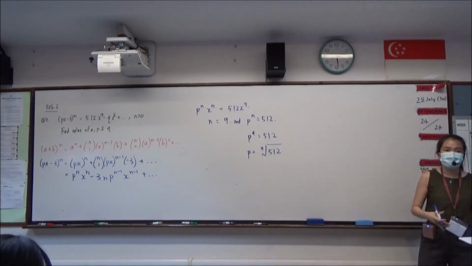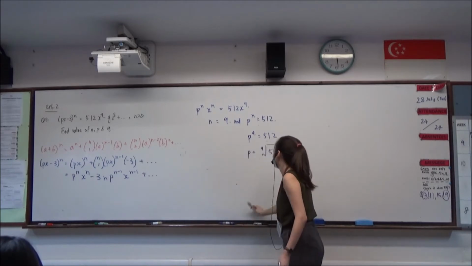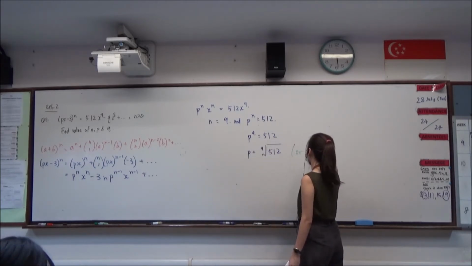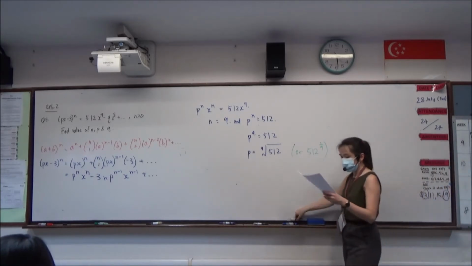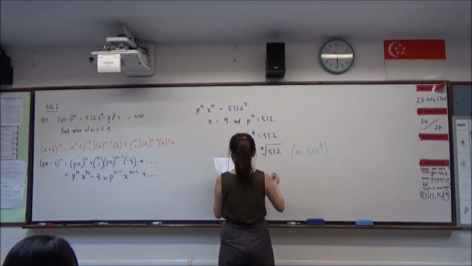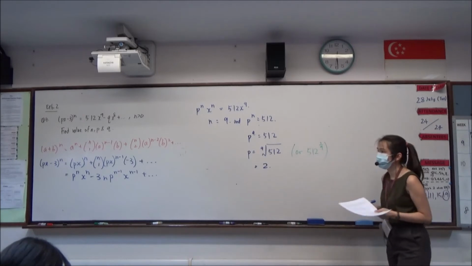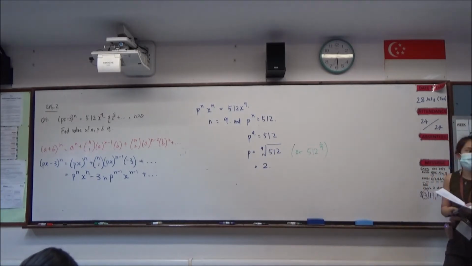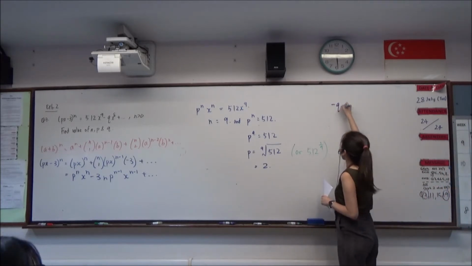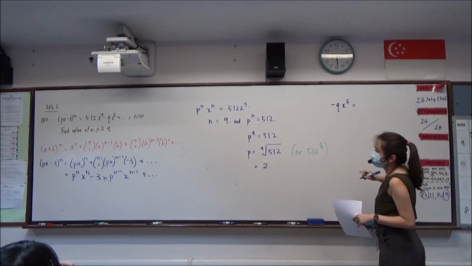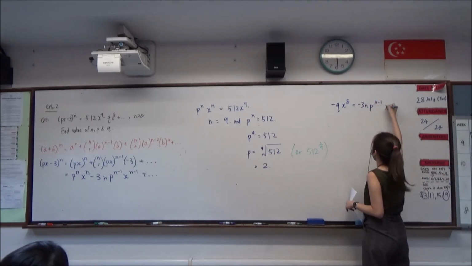You can press it into your calculator in this form, or you can do it as a power form, your rational index, 512 to the power 1 over 9. And I will be able to have this equal to 2. So that's comparing the first term. Then when I compare the second term, I have negative qx to the power of 8 equal to my negative 3 n p^(n minus 1) x to the power of n minus 1.